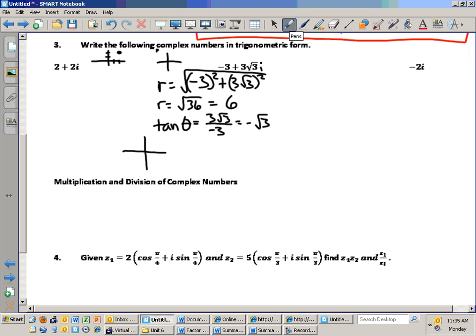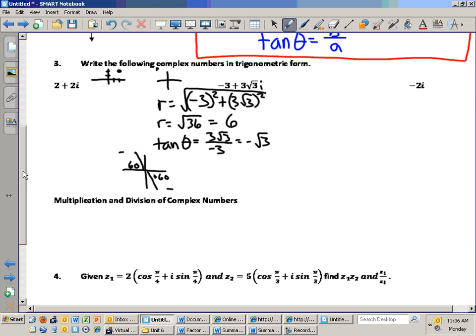Where is tangent negative? The second quadrant and the fourth quadrant. And you just came up with a negative 60. So that's a 60-degree reference angle. So I'll have a 60-degree reference angle up there. Am I talking about the second quadrant or the fourth quadrant? Because of what we decided right here, we are working in the second quadrant. So therefore, what is my angle? 120. And what is that in radians? 2 pi over 3. Theta equals 120 degrees, which is 2 pi divided by 3.